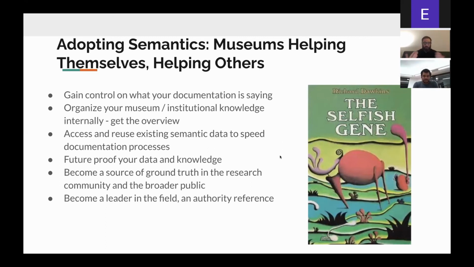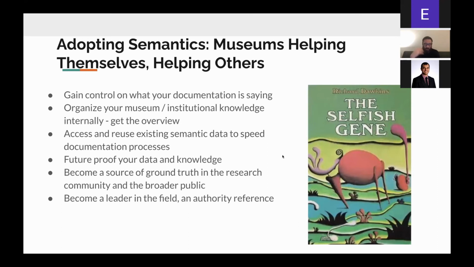The more that people use and create semantic data and create endpoints where we can access each other's data in linked open data using formats like linked art, the more that we can speed up our data processes and connect them and learn from each other.